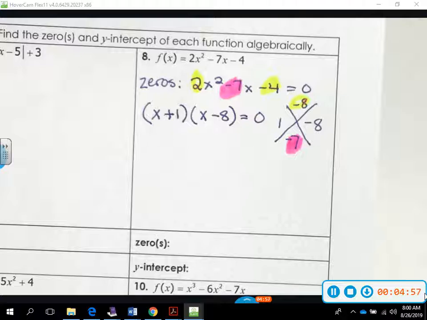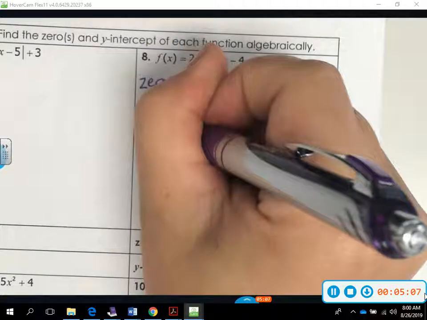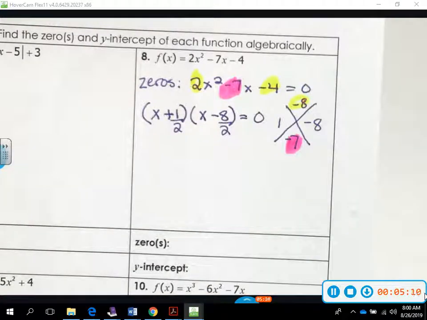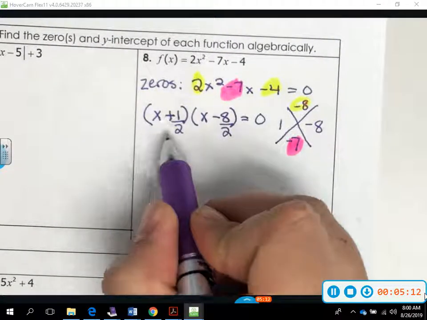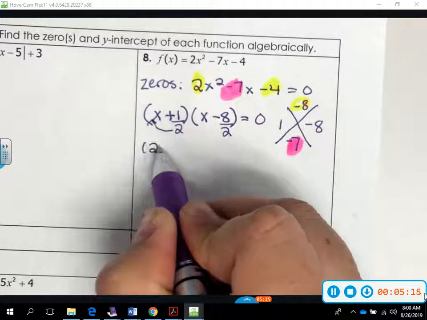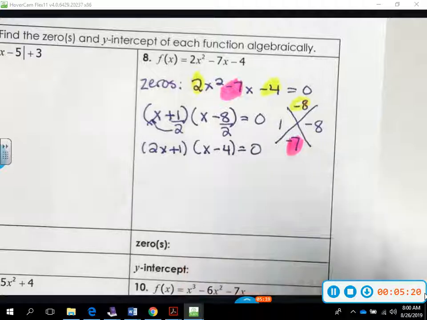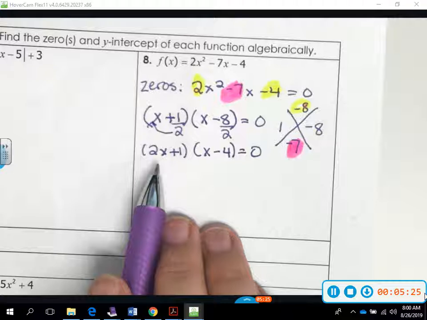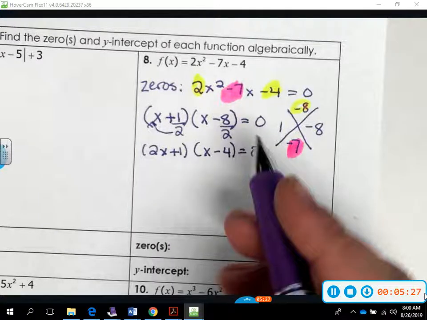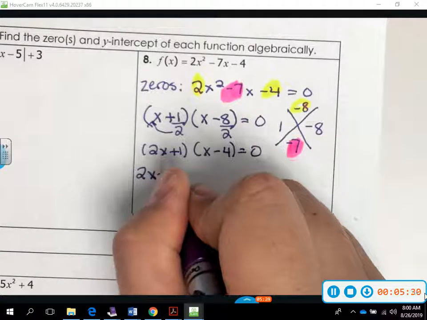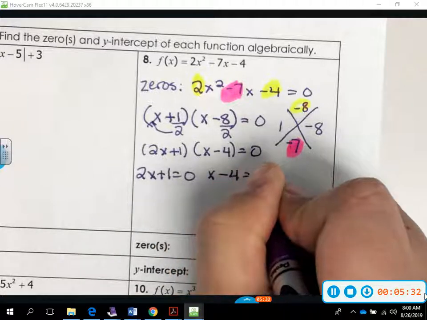We have an extra step. What is that extra step? Yep, good. I got to divide both of these by 2. So this one's going to become 2x plus 1 and x minus 4. Now what we have to do is set each individual one equal to 0. We're going to set this guy equal to 0 and this guy equal to 0. So 2x plus 1 equal to 0 and x minus 4 equal to 0.